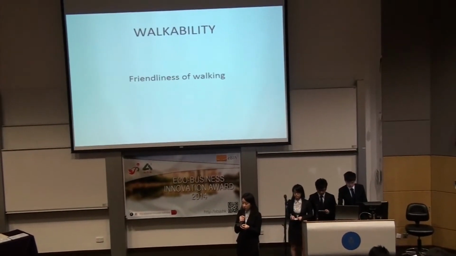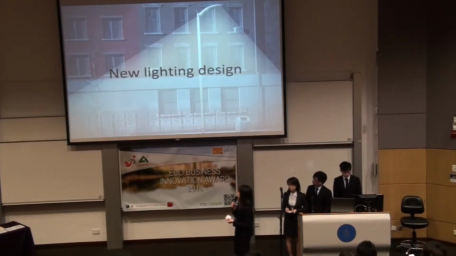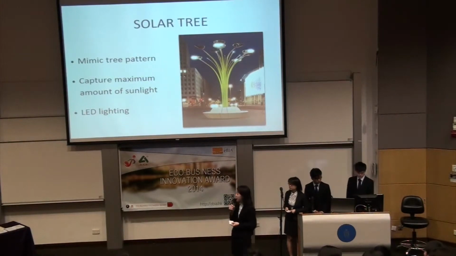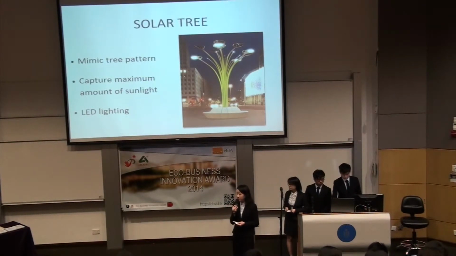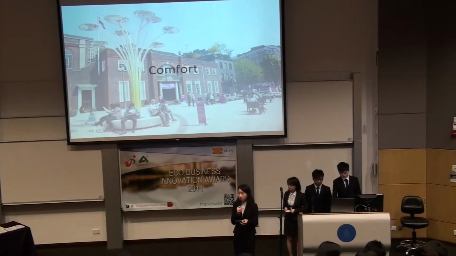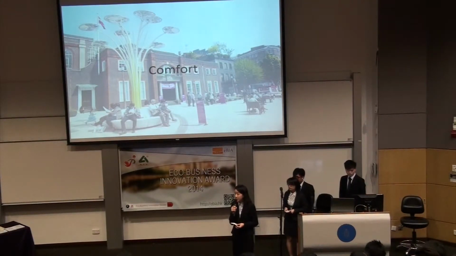Well, we realized that the most important element in the friendliness of walking is the lighting. So we present you the new lighting design in our town, the solar tree. Solar tree tries to mimic the tree patterns by portraying the natural tree. It captures the maximum amount of sunlight in the daytime and illuminates the whole town by the LED lighting. So the people can enjoy walking as it provides optimum lighting and with the aesthetic purpose, so they can gain comfortability throughout the town. So I'll pass the time to Tony to talk about another part.